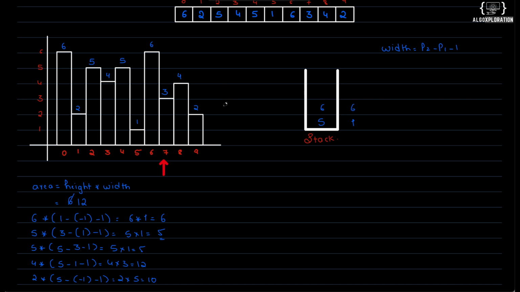Now I'm pointing at index 7, in which the value is 3. Now see, if 3 is present, 6 cannot be the answer. So basically I need to pop this 6. Okay, when I'm popping it, I need to take that value. At index 6, 6 is present. Need to multiply with P2 minus P1 minus 1. So P2 is nothing but where I'm pointing right now, which is 7, minus where the P1 is at the top of the stack, which is 5. Minus 1. So if I solve this, 6 into 1, the answer is 6. So if I want to include 6, this is the rectangle.